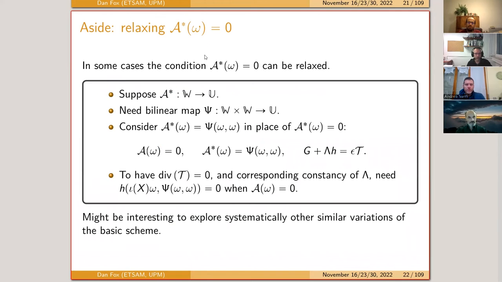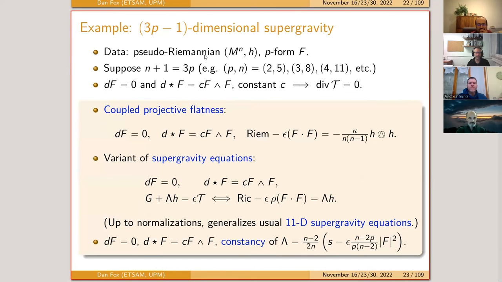But here is an aside comment that it probably is best omitted, but I'll just make it anyway. That you can, in some cases, relax the co-closed condition. Maybe rather than describe the general scheme, let's describe an example. What I've done is I've changed the co-closed to some condition like this. And for this to make sense, I need some relation between the dimensions of my manifold and P. And so these are the kinds of dimensions that make sense for this.